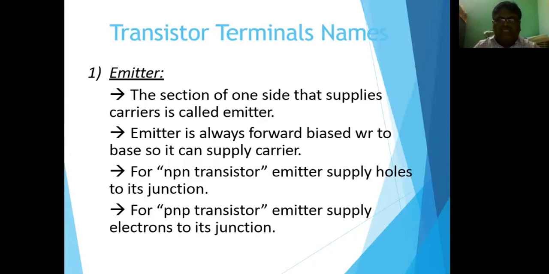For an NPN transistor, the emitter supplies electrons to its junction; for a PNP transistor, the emitter supplies holes to its junction. Please remember, these are the basic fundamentals of the terminals. That is how the emitter works.